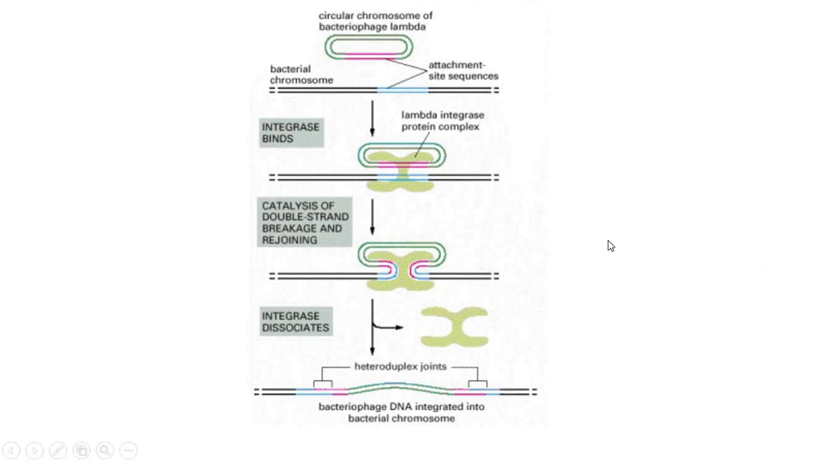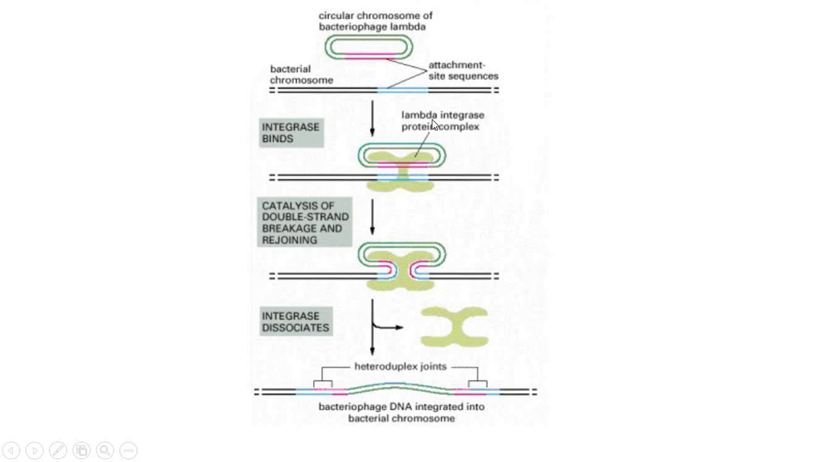So let's go into a little more detail here. This is the circular chromosome of bacteriophage lambda. This is the bacterial chromosome. The bacterial chromosome is also circular, but only a part of it has been shown here. These are the attachment site sequences, the crossover sequences, along with the recombinase sites. These sequences will find each other, and the lambda integrase will bind.